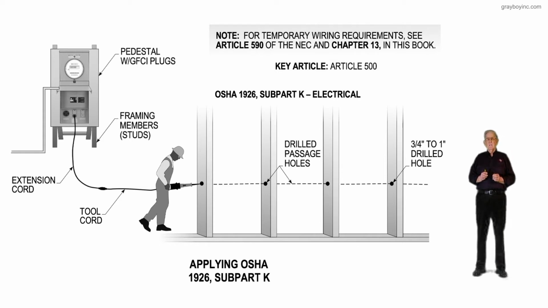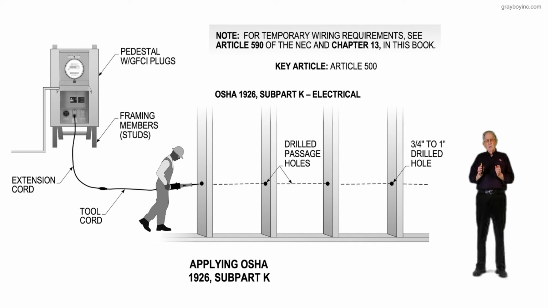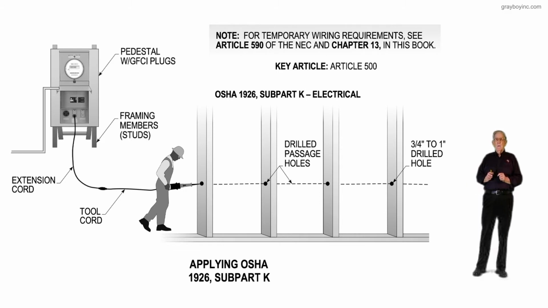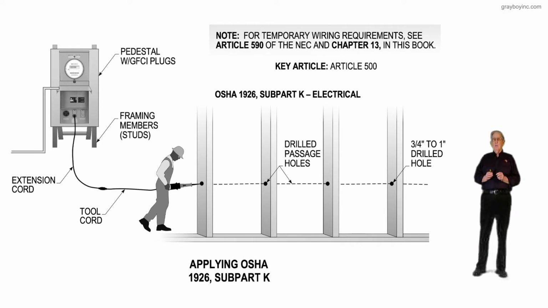Now notice this individual is drilling holes, 3/4 to 1 inch drill type holes through framing members. And those holes are designed for the passage of cables or conduit, and then the framing members can be used as supports to support the cable or the wiring method. But notice this is temporary wiring, so the key article would be Article 590.